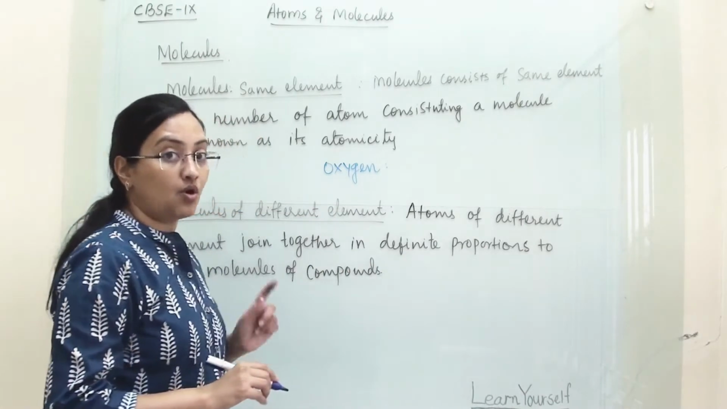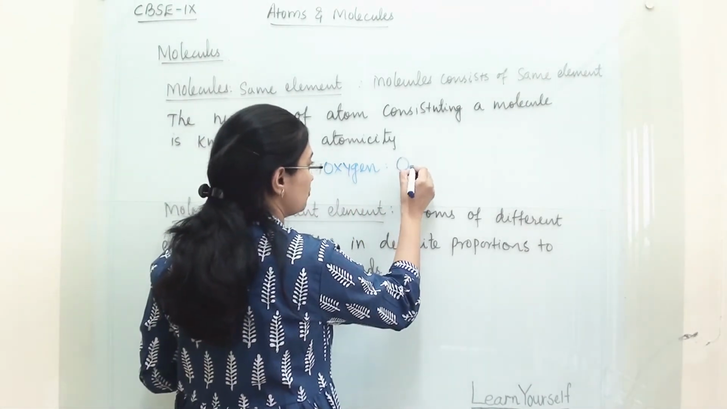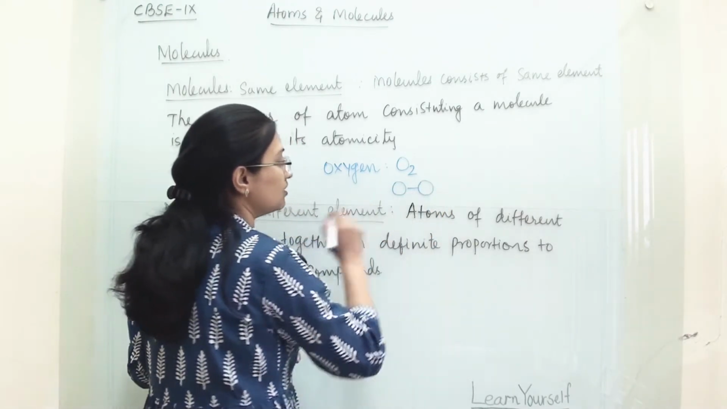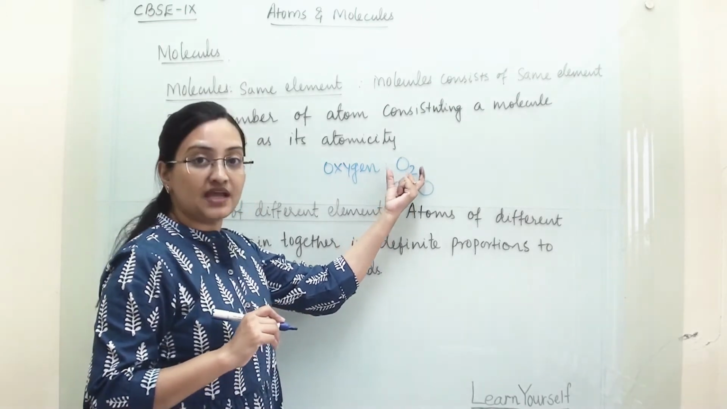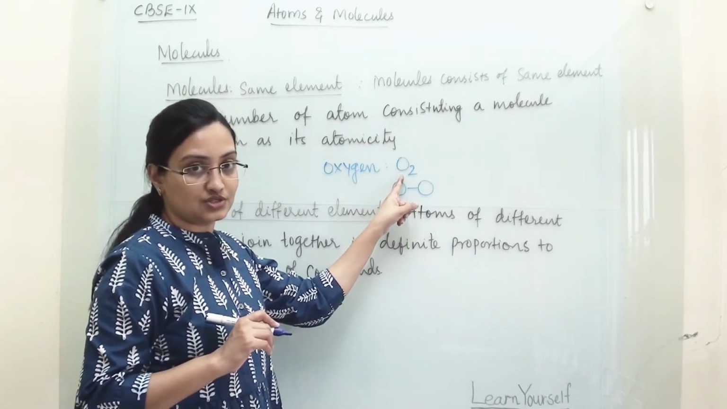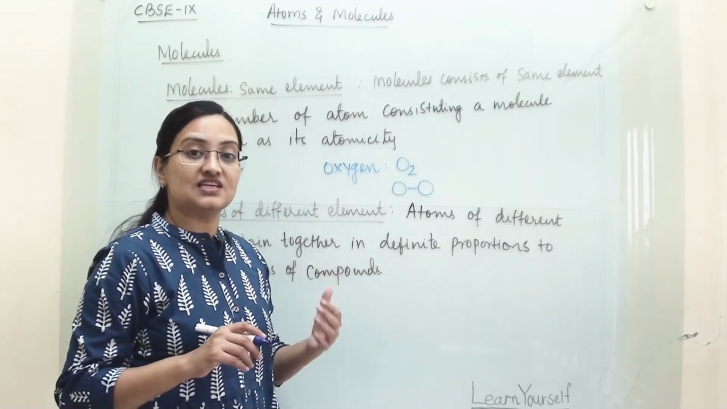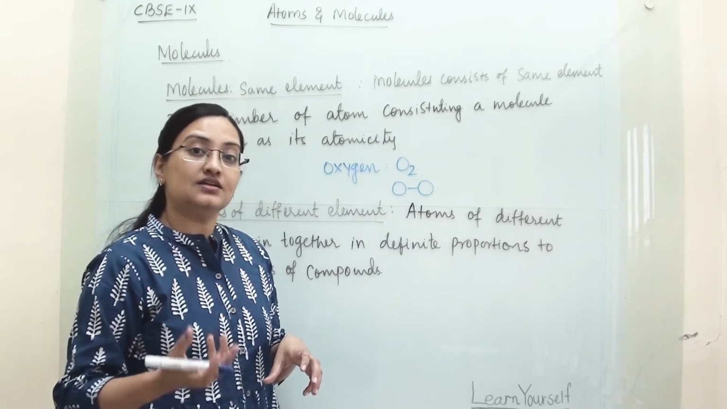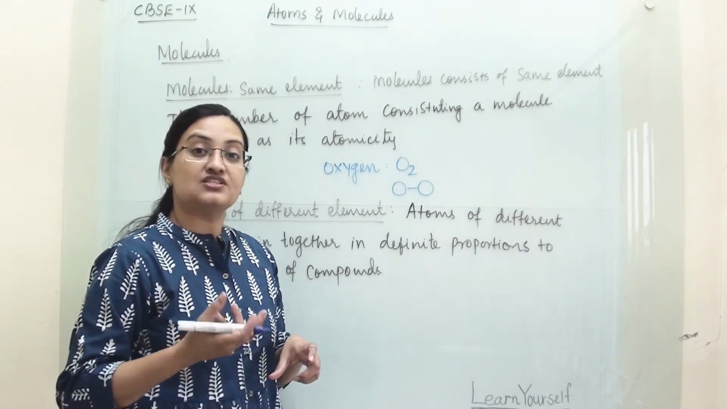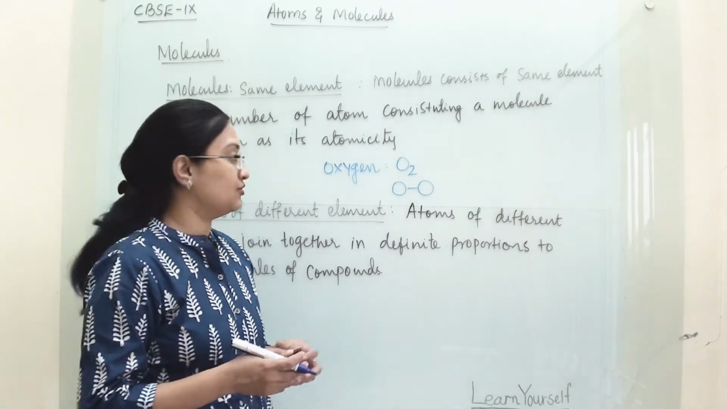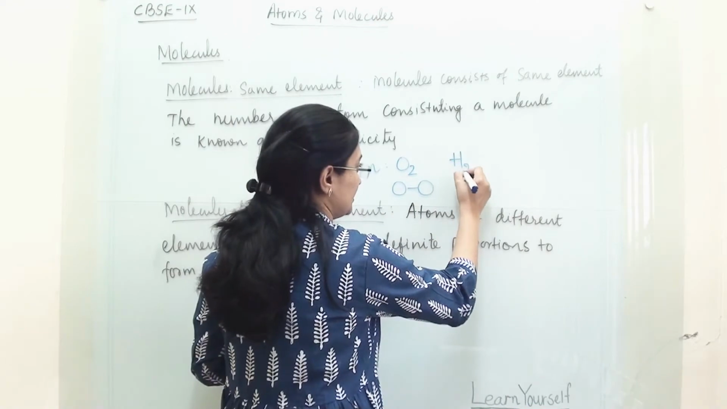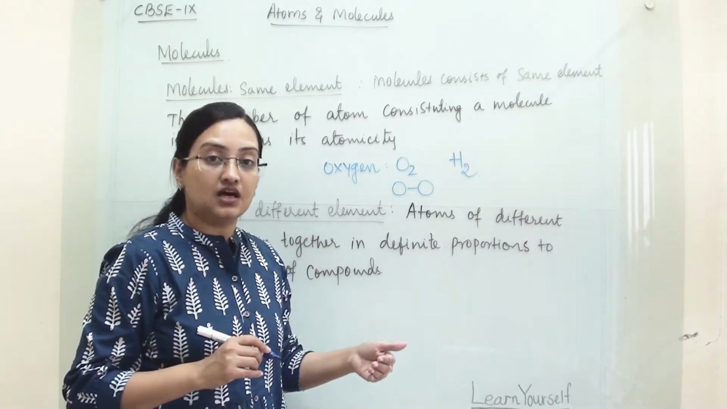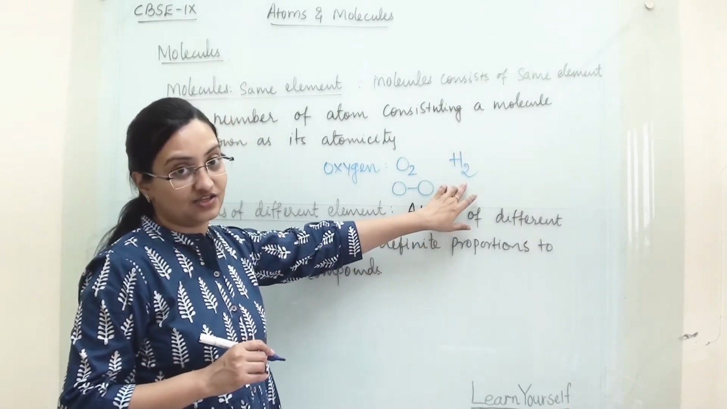When we talk about the oxygen molecule, it is O2. This means two oxygen atoms are combined together with a covalent bond and have made one molecule, which is known as oxygen. Now some atoms are not stable when they are single atoms. So they combine with another atom of their own element and form a molecule. For example, hydrogen, that is H2. So this is the hydrogen molecule. Hydrogen combines with another hydrogen and forms an H2 molecule.